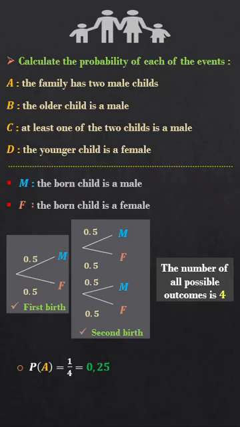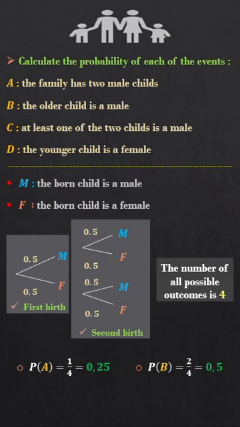Now for the event B to happen, as the older child must be a male, we must have in the first birth the event M, for which we can have in the second birth either the event M or F, which means that we have two possible cases that fit the event B. Therefore the probability of the event B, P(B), equals the number of possible cases that fit the event B, which is 2, over the number of all possible cases, which is 4, which equals 0.5.